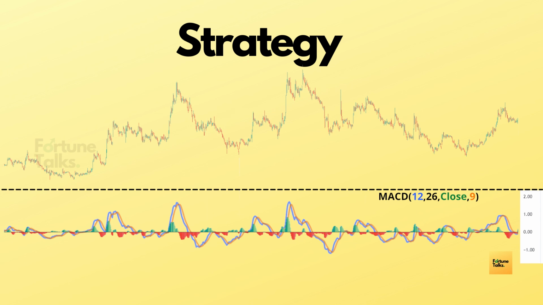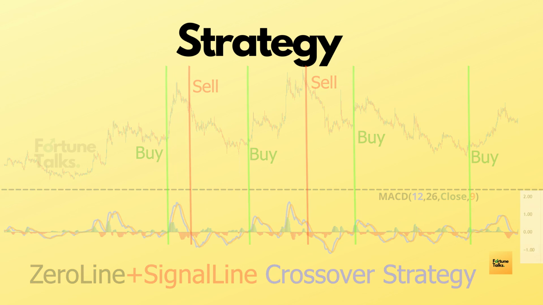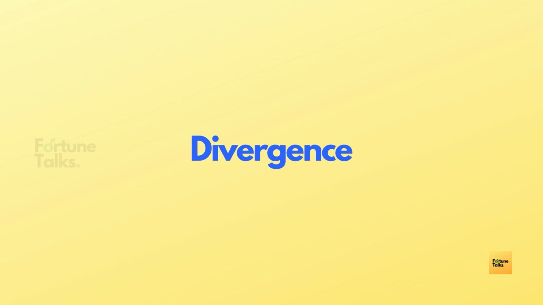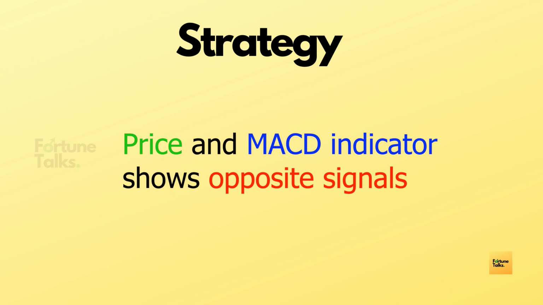It is generally advisable to use both these crossover strategies together. That is, use the zero line crossover and signal line crossover together to get a much better trade result. The last strategy that we will be talking about is divergence. Simply put, divergence occurs when the MACD indicator and the price are not in agreement.